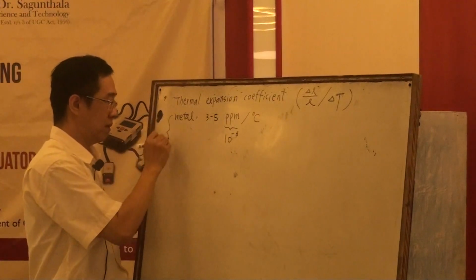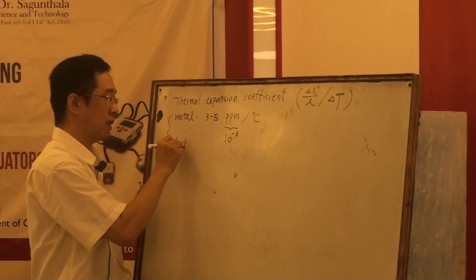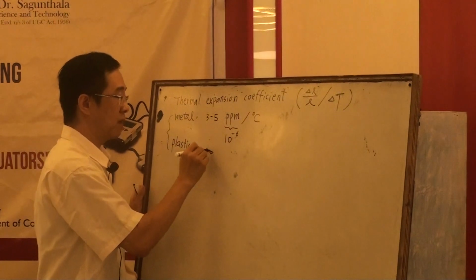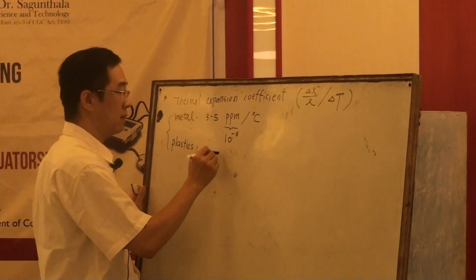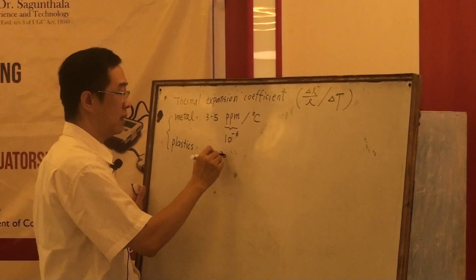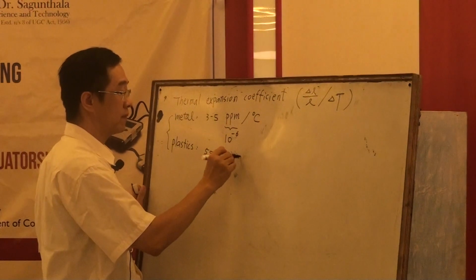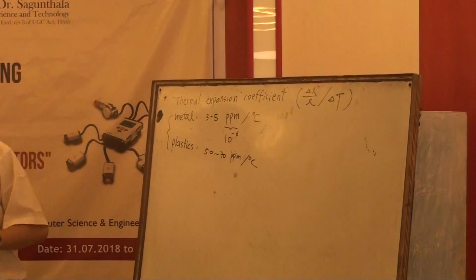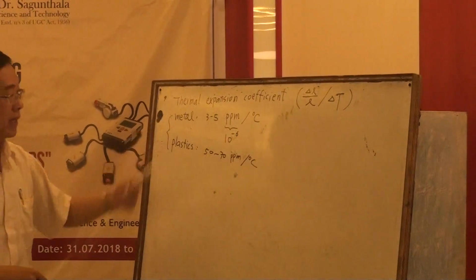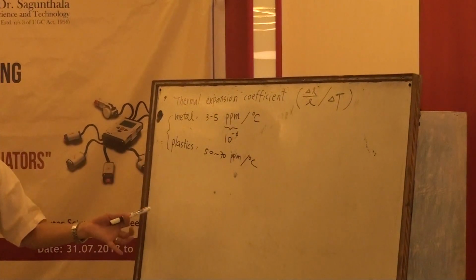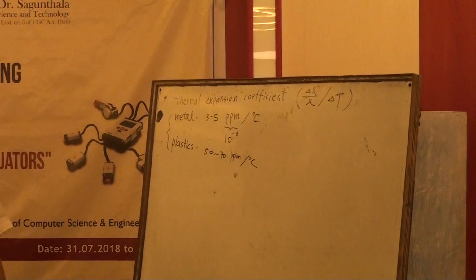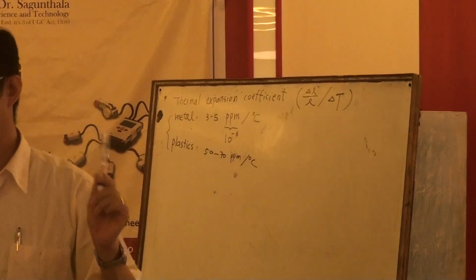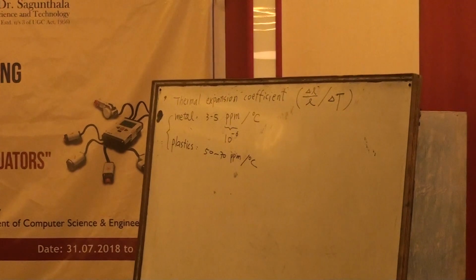And how about plastics? Plastic is better. Plastic can go up to maybe 50 or 70 ppm per degree C. That is 10 times larger than the metal. But even this is still very little. So we keep in mind this small value, and we try to study the solution below.